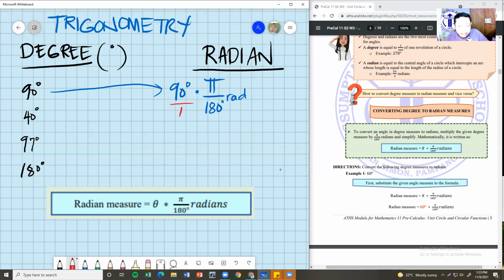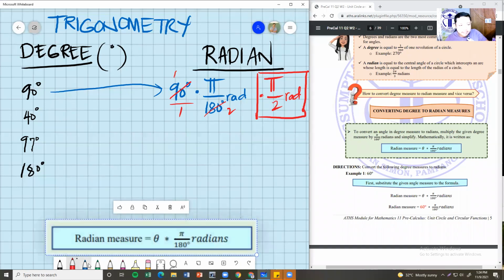90 and 180, they are exactly divisible. 90 and 180, this becomes 1/2. Can you follow? And then end to end, that becomes pi over 1 times 2, which is pi over 2 radians. This is the equivalent of 90 degrees in radian measures. Got it? Show a reaction if you understood that process. Okay. Let's have another. Ready?